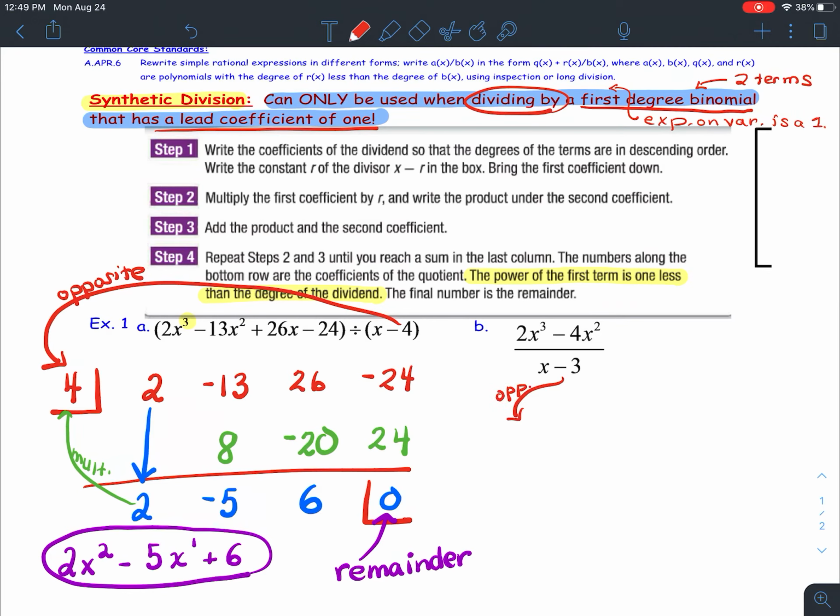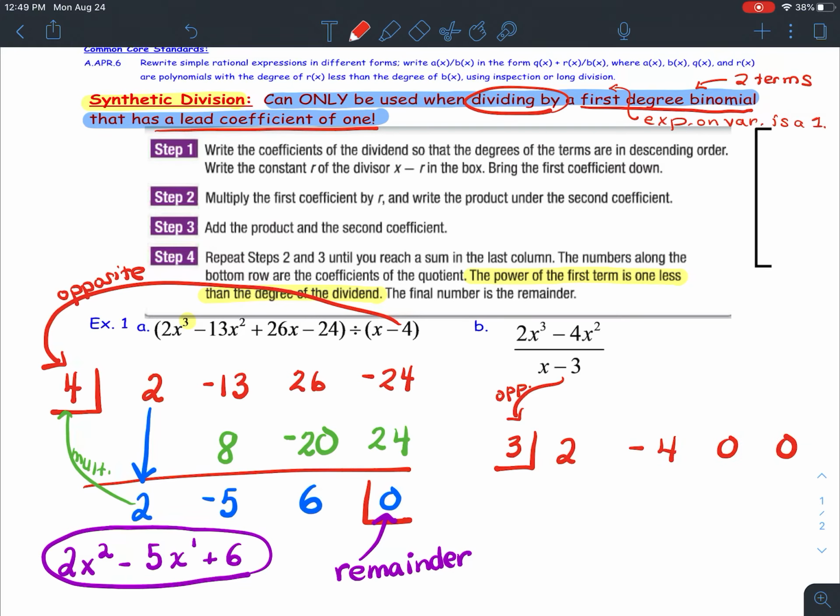Okay, so let's go ahead and try another one here. We're going to set this one up. I'm going to do the opposite of negative 3, so I'm going to make that a positive 3. Okay, I notice that this is a cubic, but it only shows me x cubed and x squared. It doesn't show me x to the first, and it doesn't show me the constant.